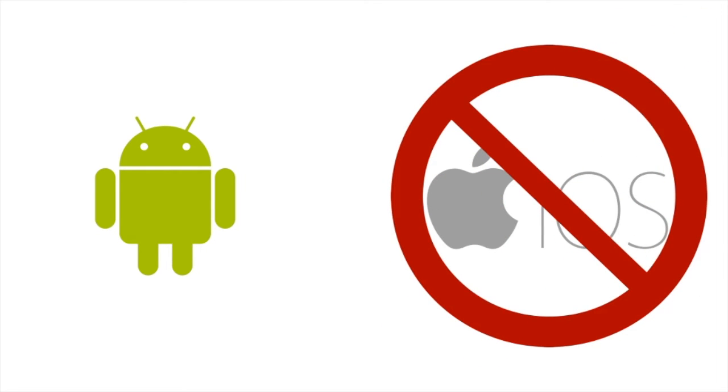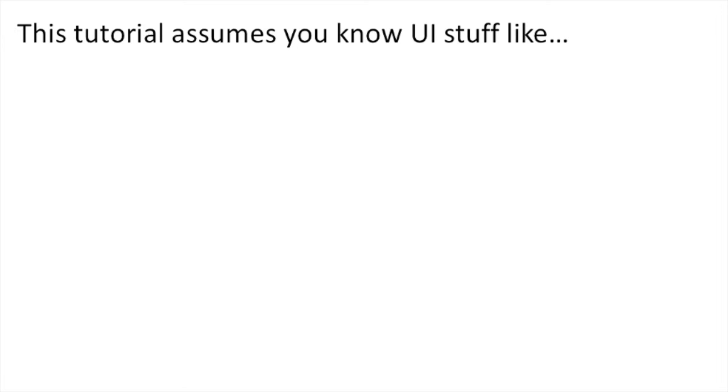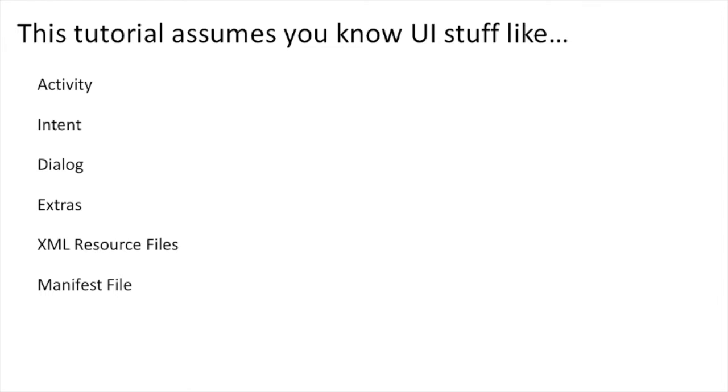In the future, I might make an iOS BLE tutorial, but right now the focus is on Android development. Second, I should also add that this tutorial is a little advanced and assumes you already have a working knowledge about basic UI related stuff to Android, like activities, intents, dialogues, extras, XML resource files, manifest files, list view adapters, etc., etc. We are going to use a template app I've created that is going to handle most of the UI stuff, but if you don't understand how those things work, you might get a little lost while I jump around files explaining the more Bluetooth specific stuff.